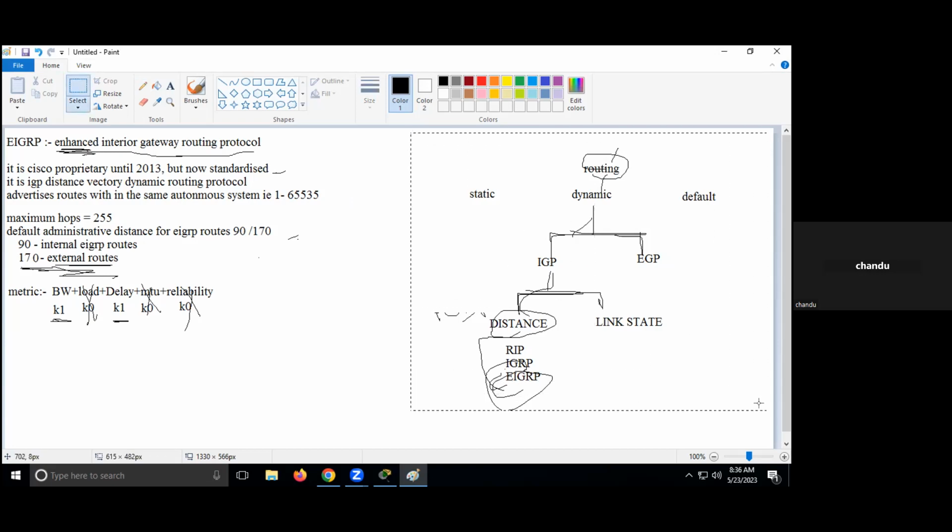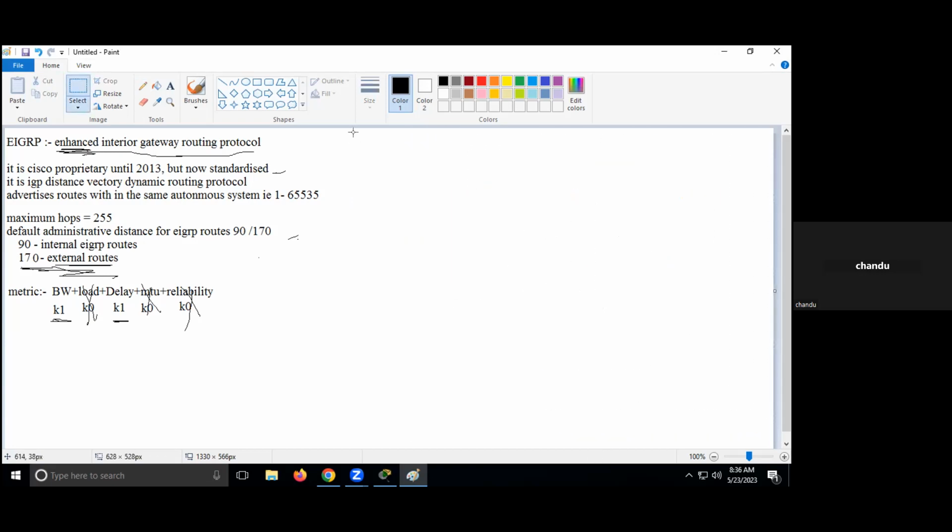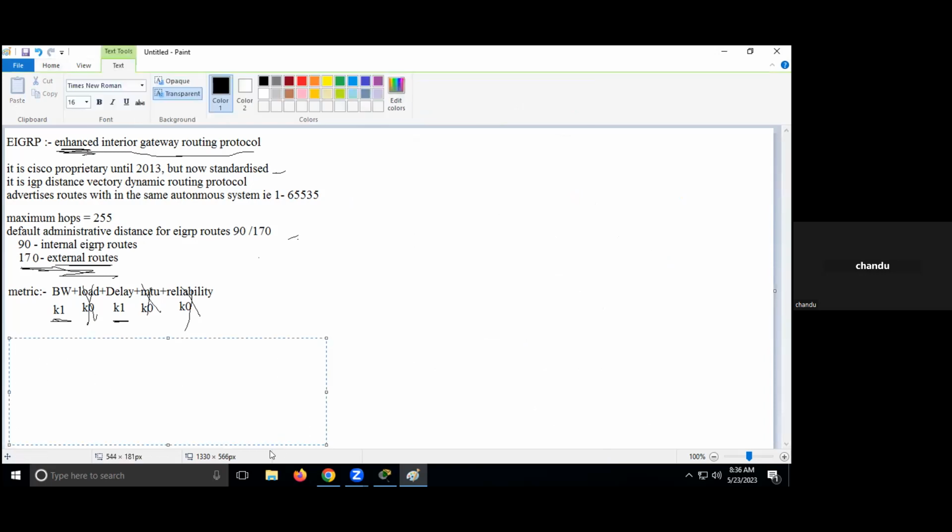We have different types of EIGRP packets. You have hello, update, acknowledgement, query, and then reply.